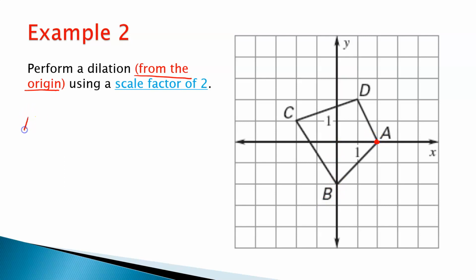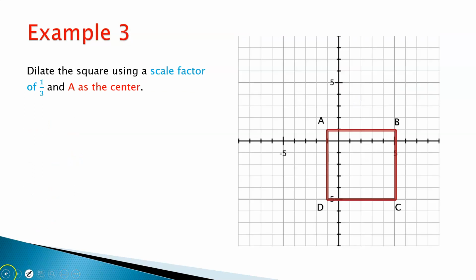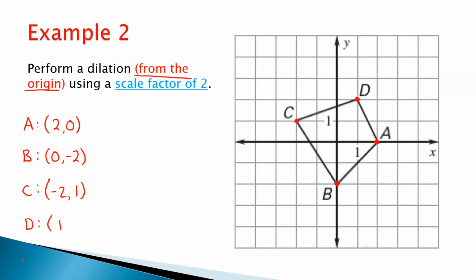A, that is 2, 0, 2 to the right, and we stay there. What about B? B is going to be not negative 2 yet. It's 0, we stay at 0, but we do go down -2. And then C is going to be -2 to the left and up 1, -2, 1. And then lastly, D is going to be 1 to the right and up 2. Had technical difficulties. Sorry. D is going to be 1, 2.